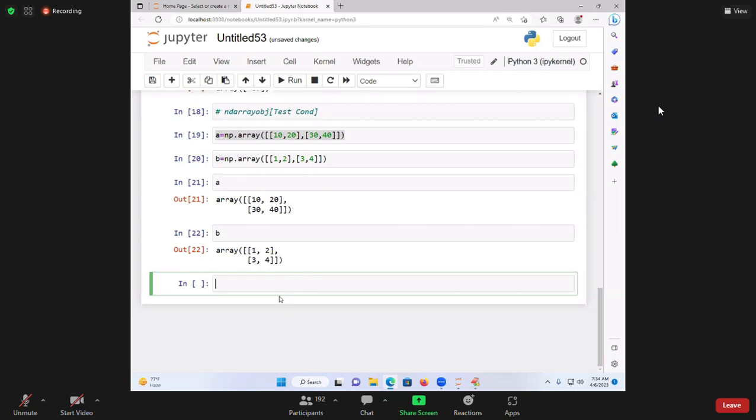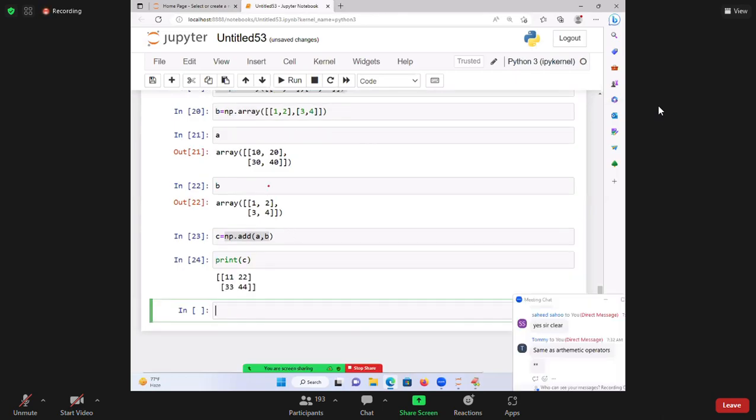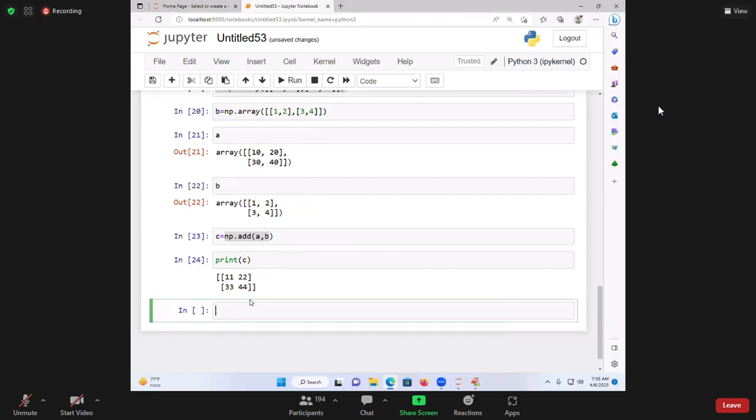Follow? Now I want to say C is equal to np dot add of A comma B. See, what is the function name? Add. Easy or difficult? Nothing is there. np dot add of A comma B, and print of C. You know matrix addition. How to do that? 10 with 1, 20 with 2, 30 with 3, 40 with 4. Element-wise addition will be done. It is called matrix addition. You can also do the same thing by using A plus B.